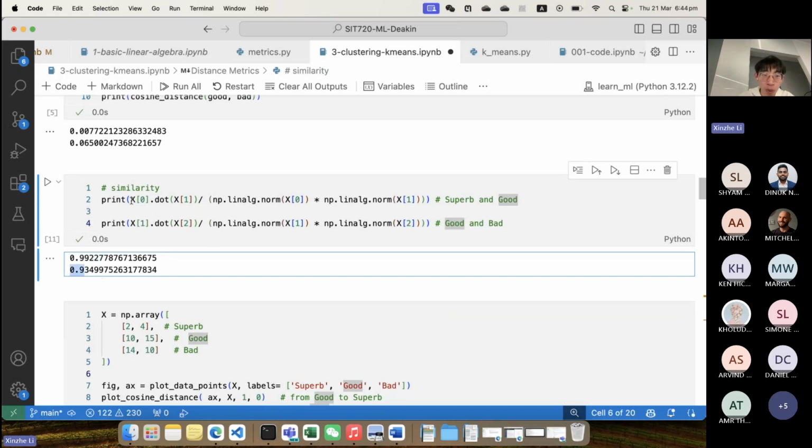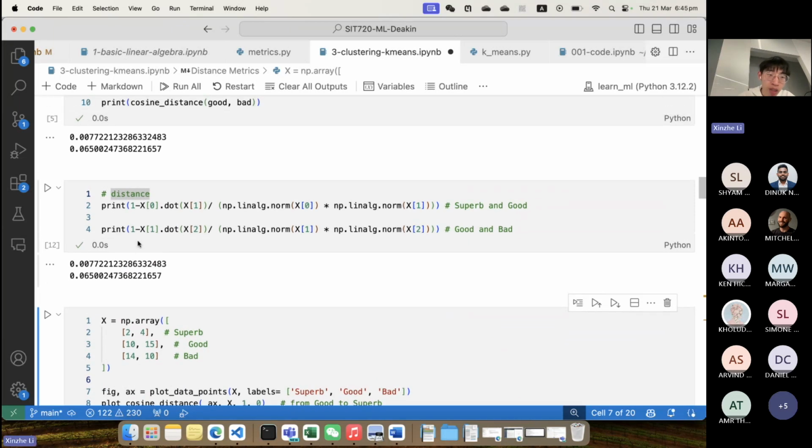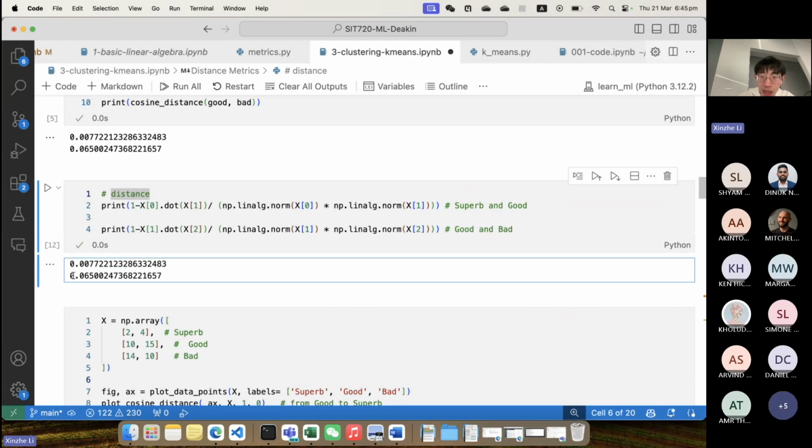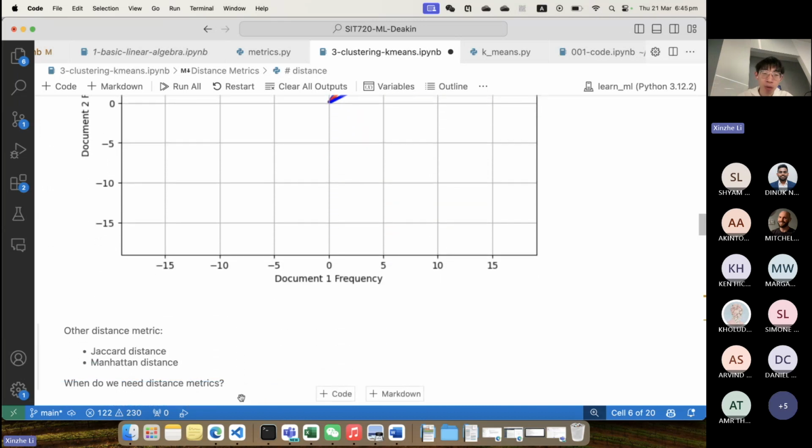But what we want is distance, right? So just 1 minus. So now it's not similarity, it's distance. Great. You see the distance between super and good is much less than good and bad, right? Makes sense, right? That's one use case I want to show you in my domain to understand when we should use cosine similarity and when we should use Euclidean distance. Hopefully it was interesting.